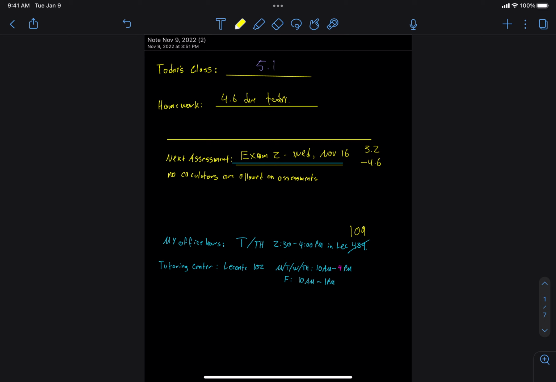Can we have the screen yet, please? Okay, we got the screen.